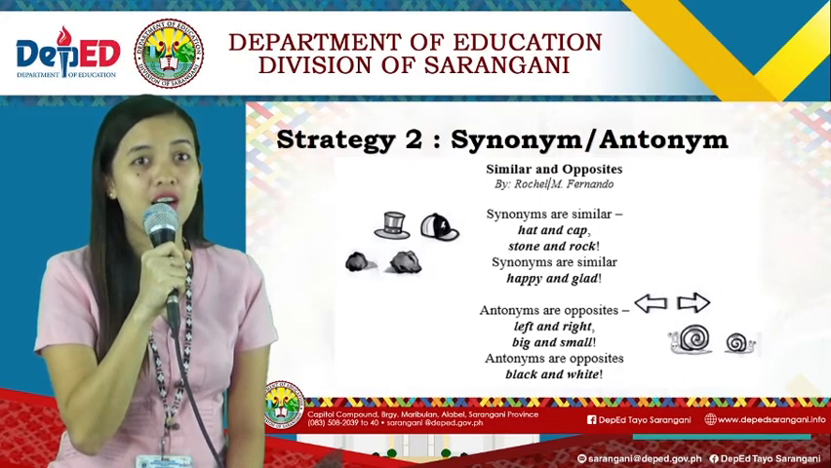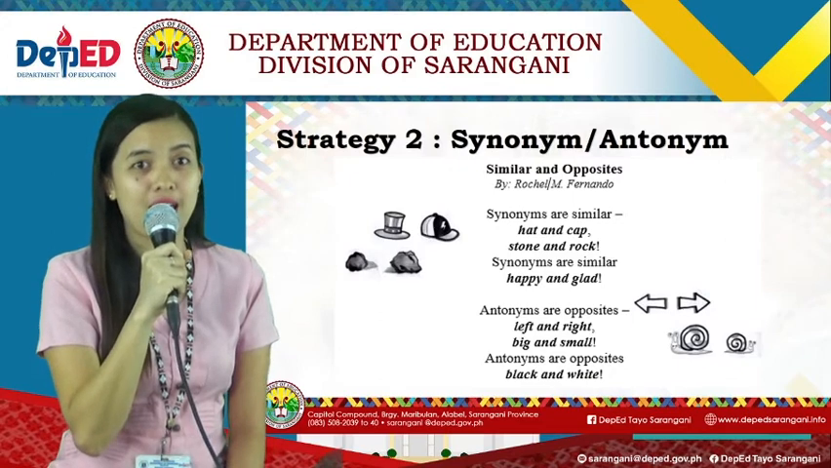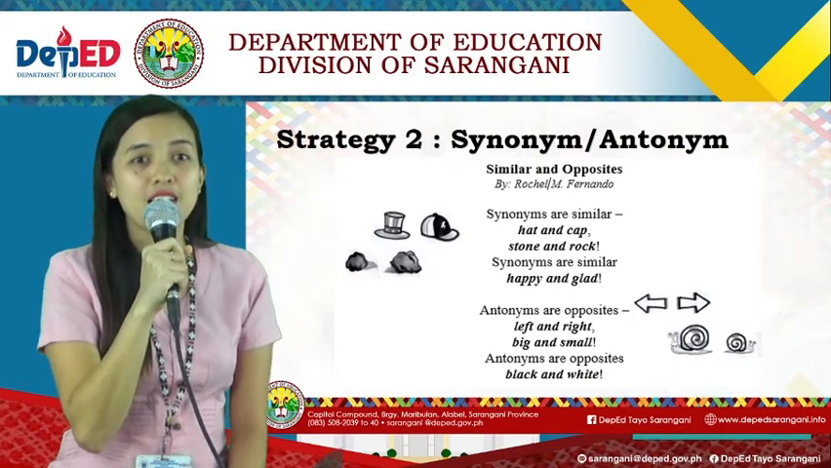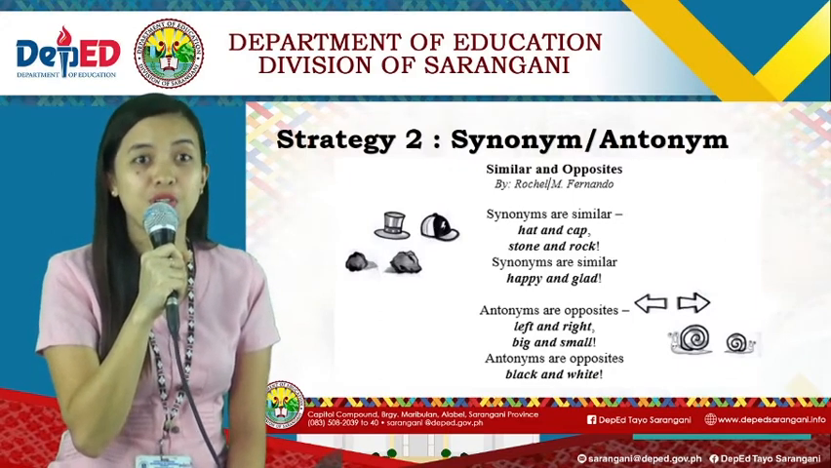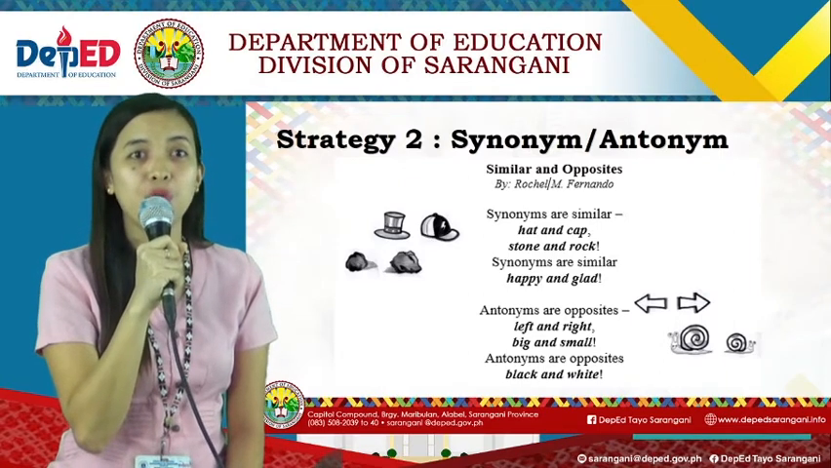Synonyms are similar, hat and cup, stone and rock. Synonyms are similar, happy and glad. Antonyms are opposites, left and right, big and small. Antonyms are opposites, black and white.